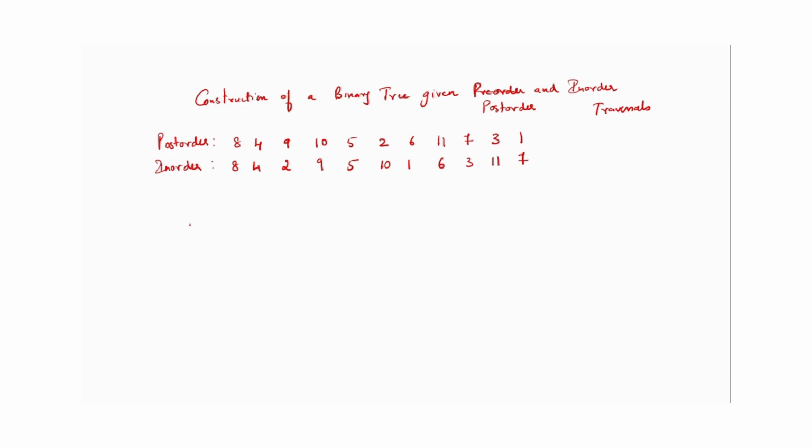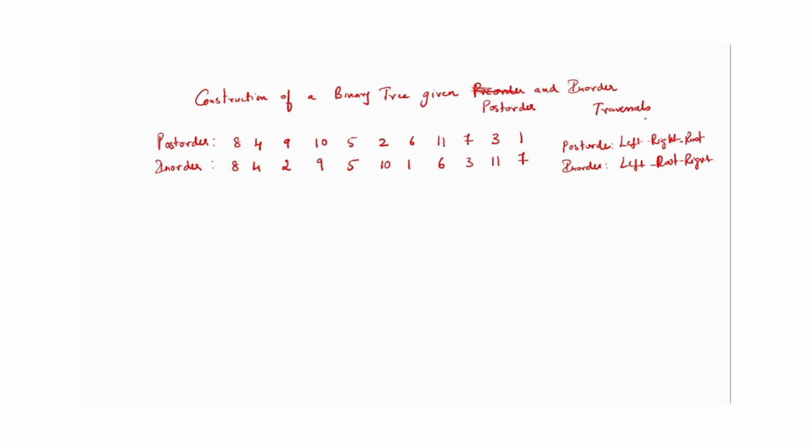Post order and in order traversal. So given post order and in order, we will construct a binary tree, right? So what is post order? Post order means the root is to the complete right. So here I will just write, post order is nothing but left, right and root, right? And in order is left, root and right. So now let us look here.